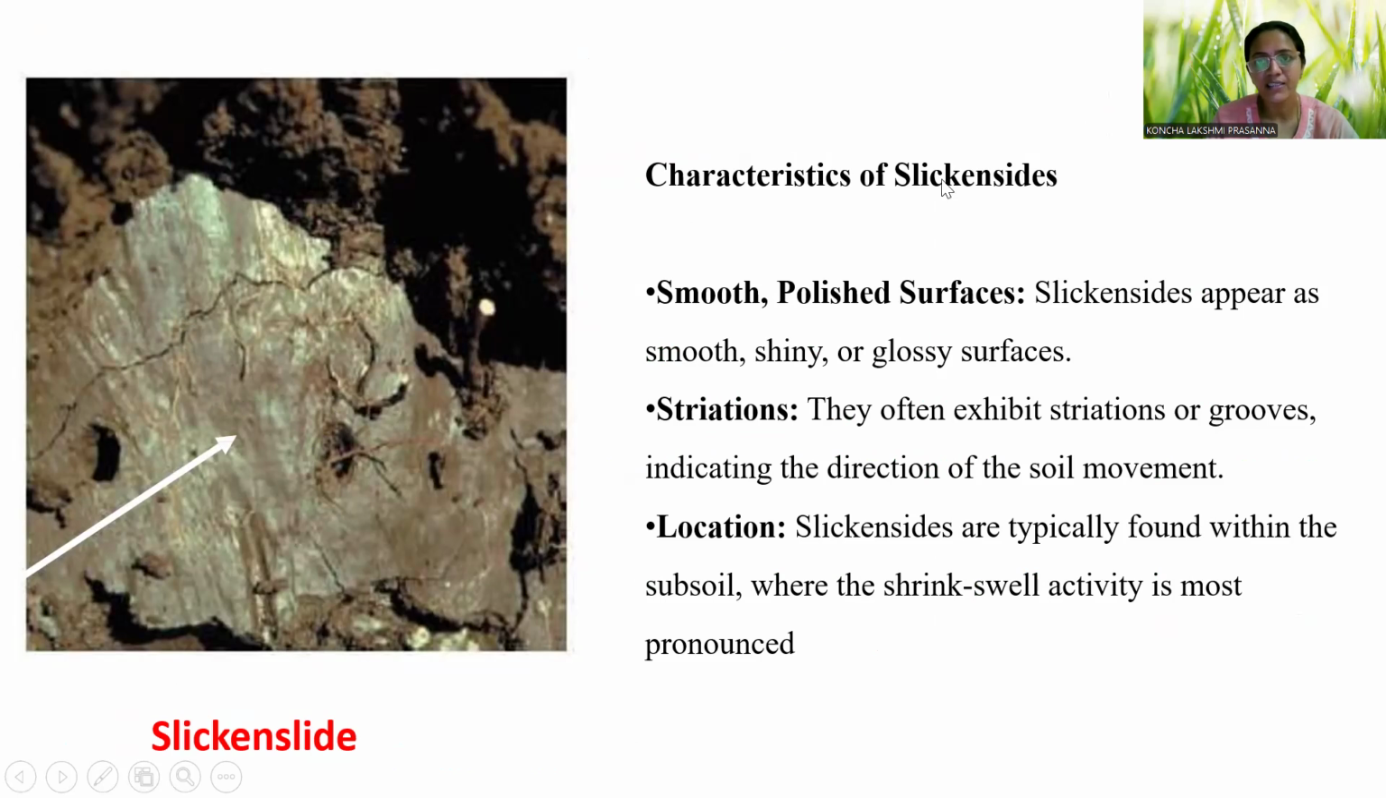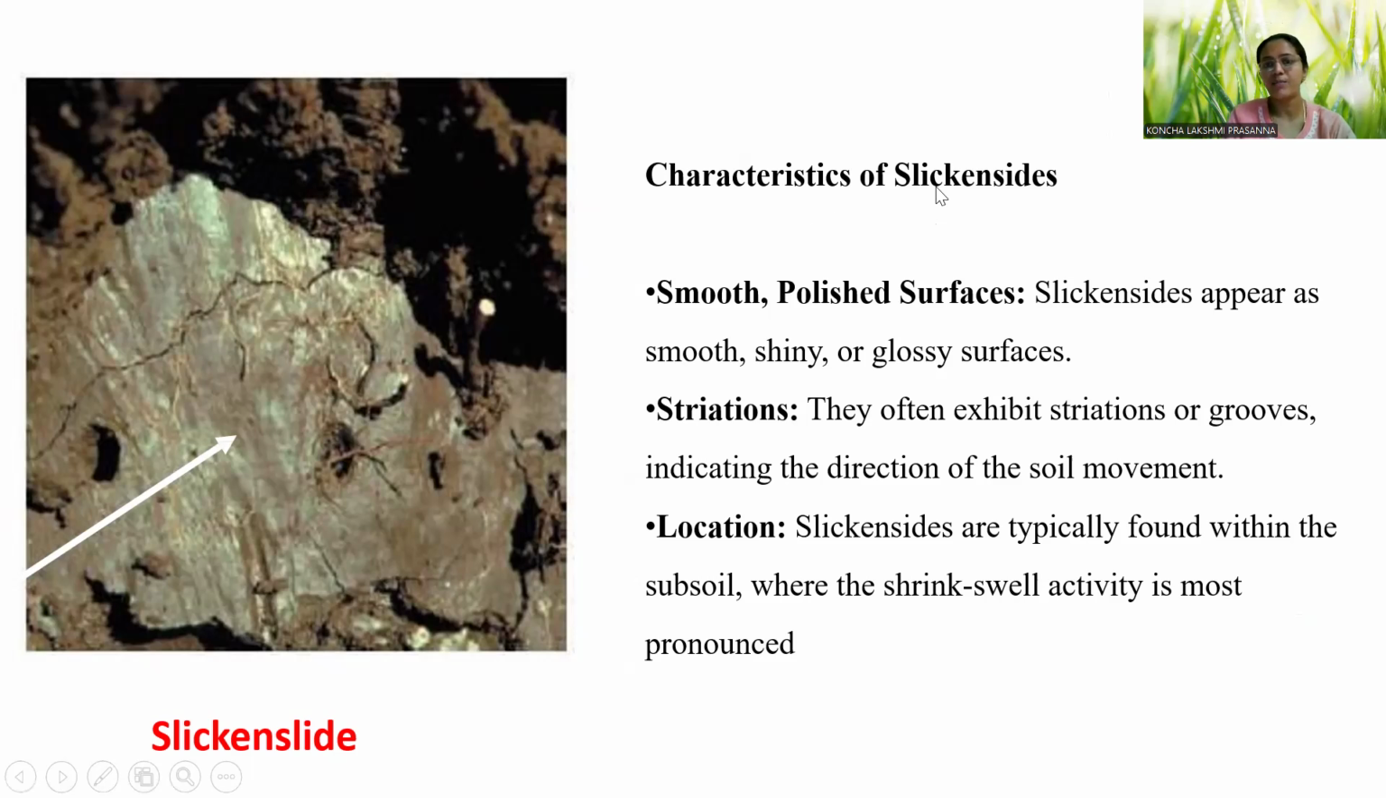When we see the characteristics of slickensides, these are smooth polished surfaces present in the vertisol soil order. They often exhibit striations or grooves indicating the direction of the soil movement. Slickensides are typically found in the subsoil where there is swelling and shrinkage activity. Where the swelling and shrinkage activity takes place, we can see the formation of slickensides.